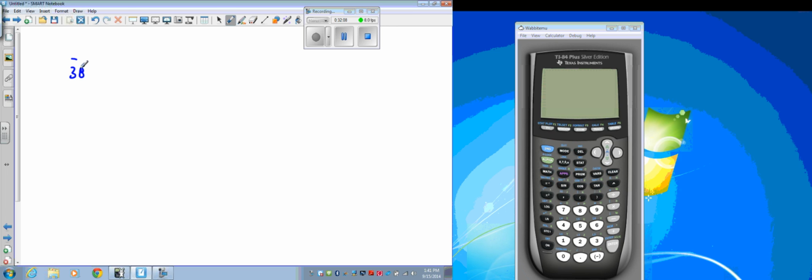If we look at 38, it says, tell whether this statement is true. Well, if you think about this, tangent of an angle is going to be related to sine of an angle over cosine, right?